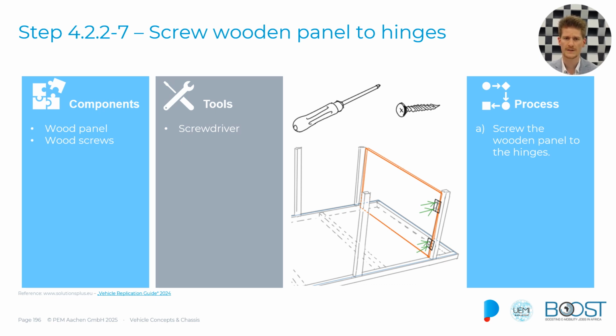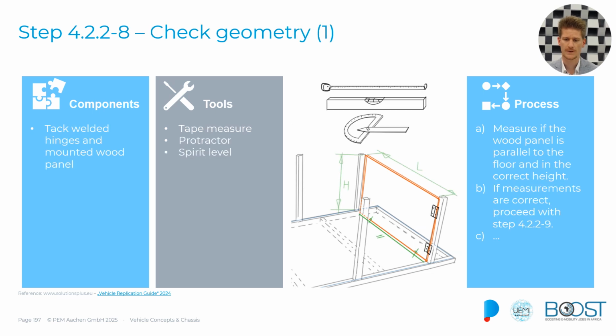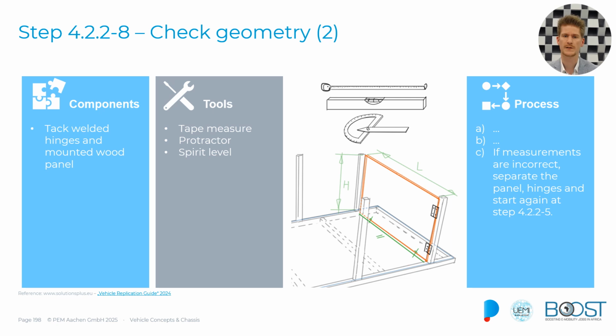So this is what the next step is all about, checking the geometry, whether everything works fine. Things to look at are, for instance, whether the wood panel is parallel to the floor. If not, you can correct it slightly with the hinges, or you might just need to screw new attachment points. And if anything might be incorrect, please correct it.